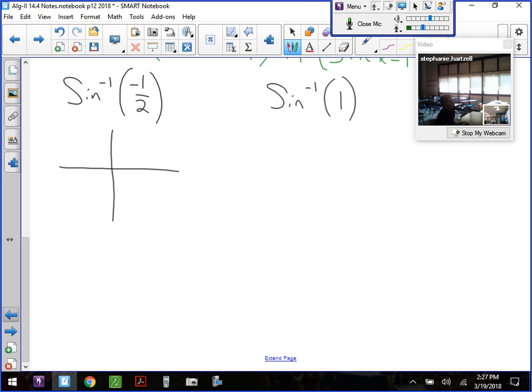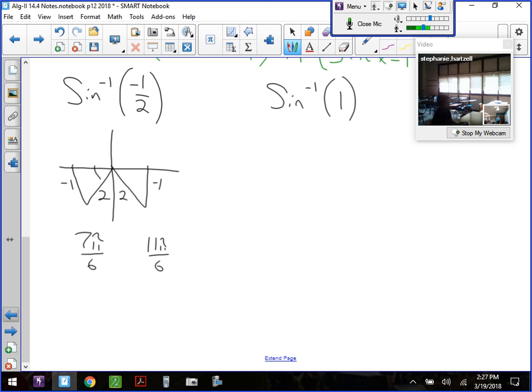Sine is negative in which 2 quadrants? 3 and 4. So here's negative 1 and 2. Negative 1 and 2. So that is pi over 6 down. So I'm at 7 pi over 6. 11 pi over 6.